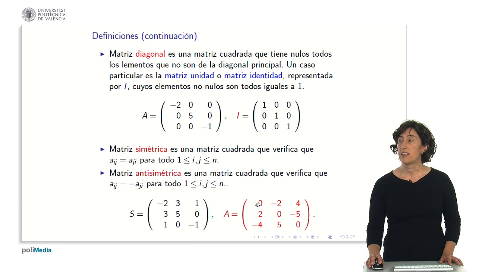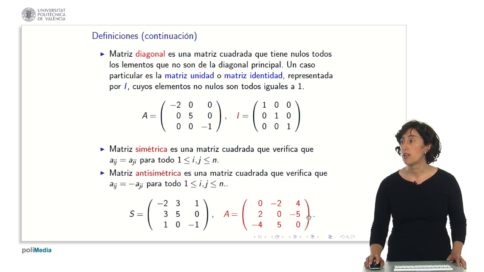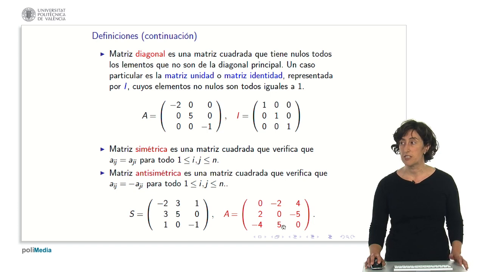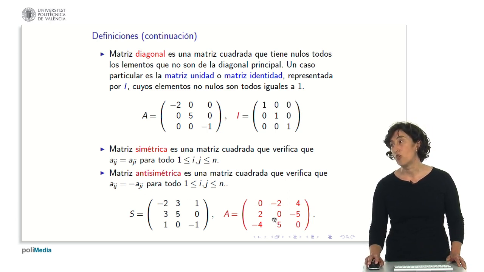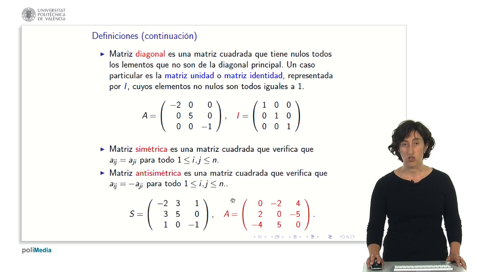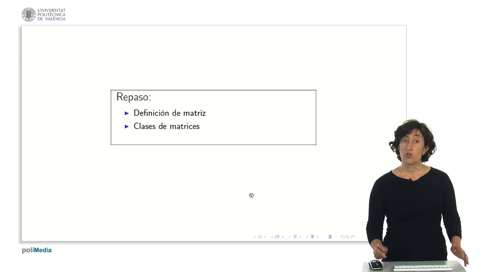That is, in the main diagonal, minus 2 coincides with the 2 except for the sign. The 4 coincides with the minus 4 except for the sign, and the minus 5 coincides with the 5 except for the sign. That is what is called anti-symmetric. Of course, since A sub ij has to be equal to minus A sub ji, that implies that in the main diagonal I must always have zeros in an anti-symmetric matrix. Well, with this we have seen what a matrix is and what classes of matrices we know.